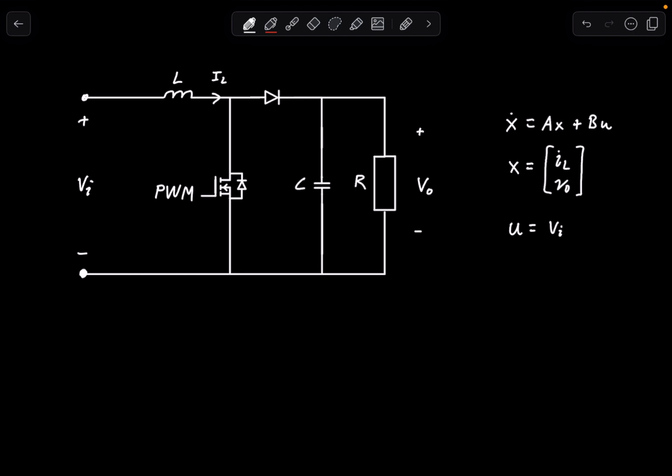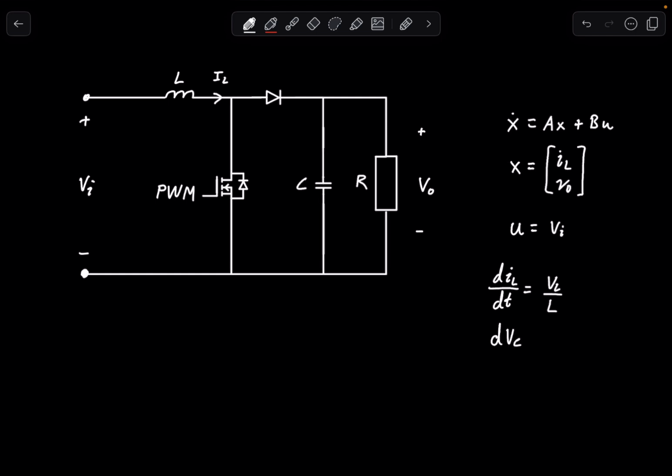the inductor. So the change of current in the inductor over time is equal to the voltage over the inductor divided by the inductance. And for the capacitor, we have that the change of voltage over the capacitor over time is equal to the current going through the capacitor over the capacitance. The voltage over the capacitor is equal to the voltage over the output. So we can just remove the C and add an O. I just changed this V to a small v because it's time variant.